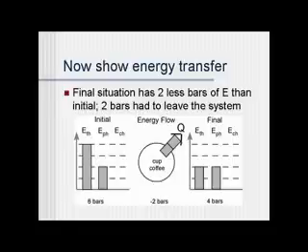There's a difference of 2 bars between those. There are 6 bars on the initial side. There are 4 bars on the right-hand side. So energy had to leave the system in order for this to be true.